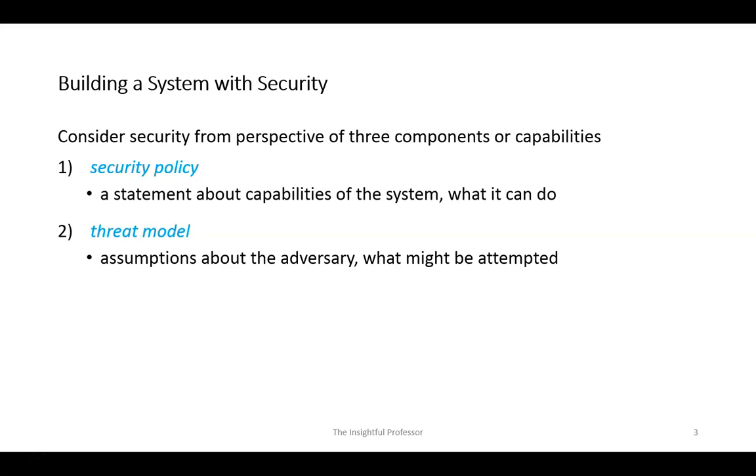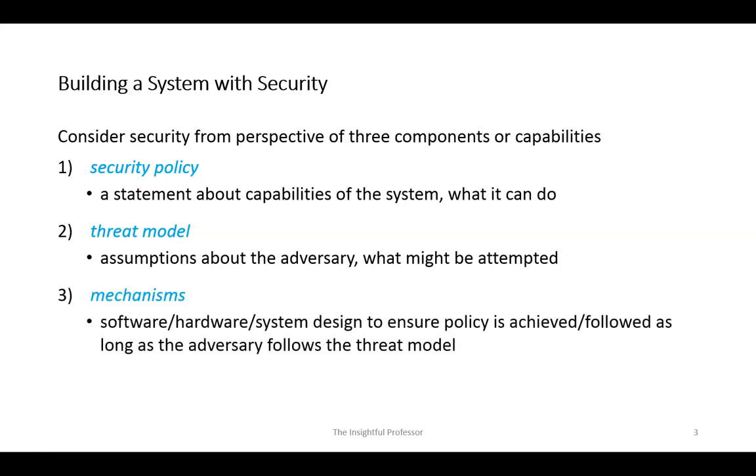Thus, provided the threat model is correct, the final component is the mechanism. This might take the form of software or hardware to ensure that the policy is achieved as long as the adversary follows the threat model. This may seem rather simple and easy to achieve. However, there are significant challenges that add to the difficulty of achieving security as we've outlined it here.